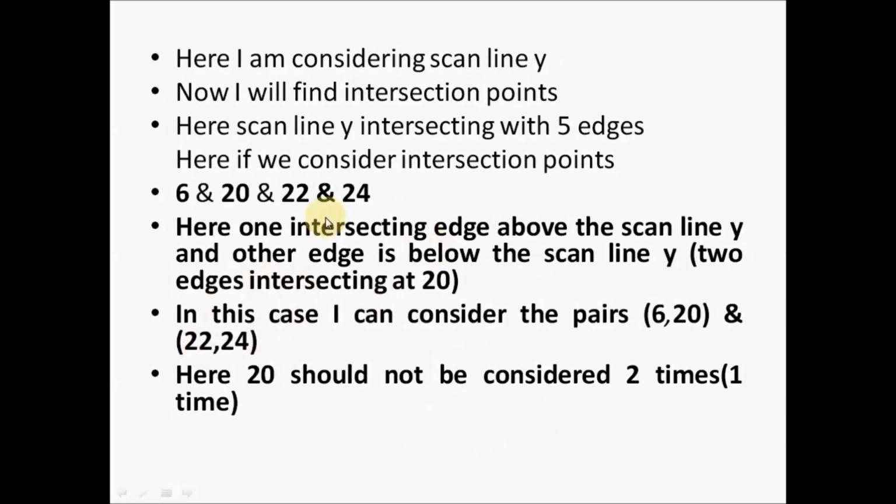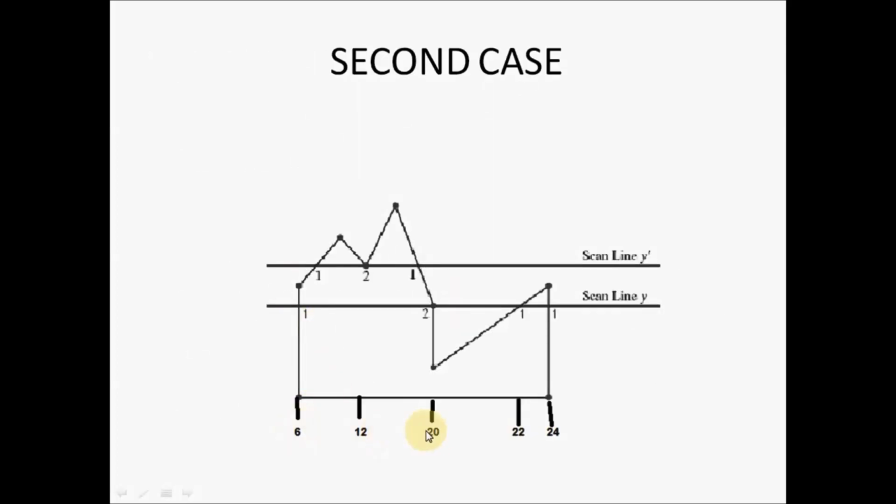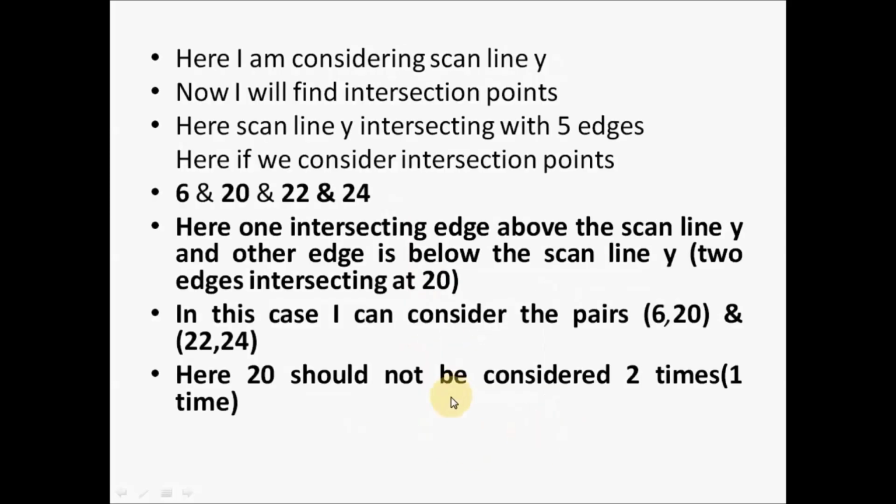See, that's why 6, 20, 22, 24. If I consider 20 two times, what happens? 6, 20, 20, 22, 22, 24. But observe here, 20, 22 is what? It is outside the area of the polygon. That's why it is not necessary to consider 20 2 times. You have to consider 20 only one time. That is 6, 20, 22, 24. Even though the edges are intersecting 2 times here, you should not consider 2 times. Only one time you have to consider the 20 value.